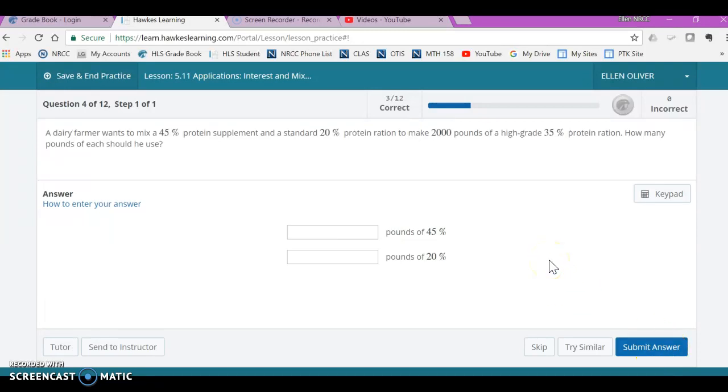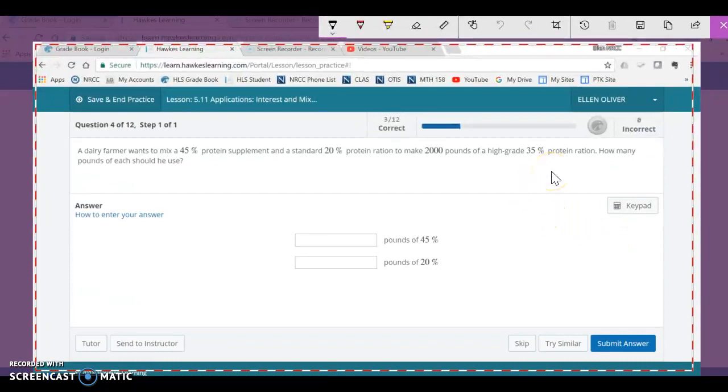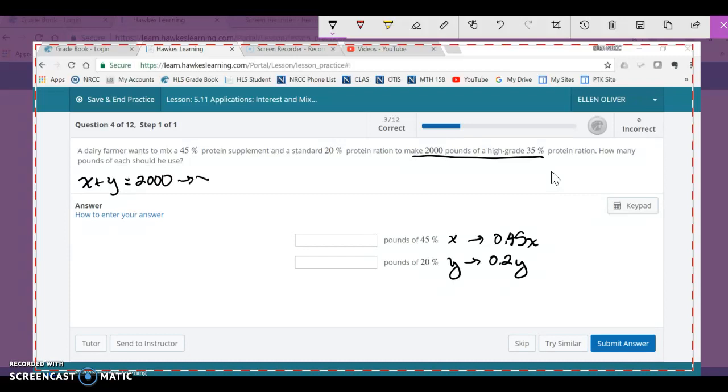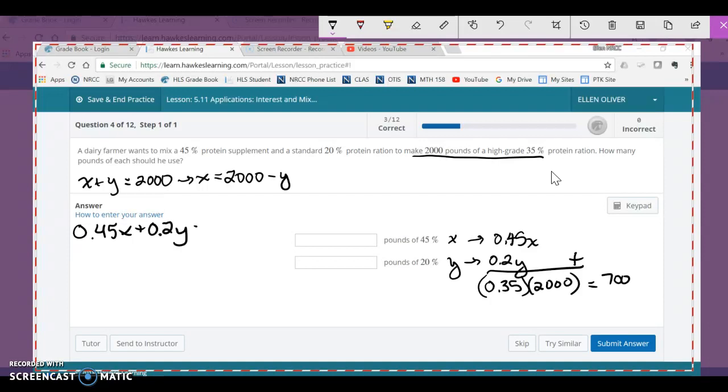All right, this is a mixture problem. Hopefully, we have plenty of time for this, and this might be the last problem we have time for. So again, I'm going to let this guy be X. So his concentration is 0.45 times X. This guy will be Y. So his concentration is 0.2Y. And he wants to make a total of 2,000 pounds, right? So there's one equation, X plus Y equals 2,000, which can be rewritten as X equals 2,000 minus Y. And when they come together, they're going to equal 35% concentration of that 2,000 pounds, which is 700. So that's the other equation, 0.45X plus 0.2Y equals 700.